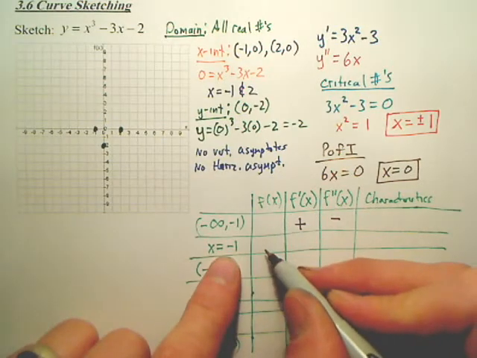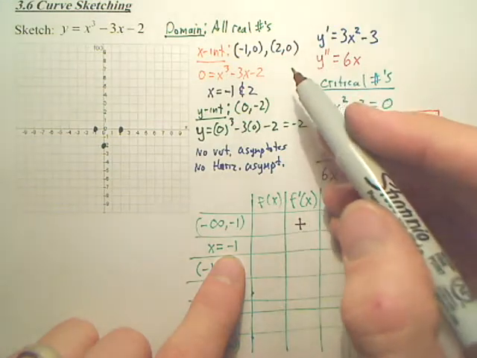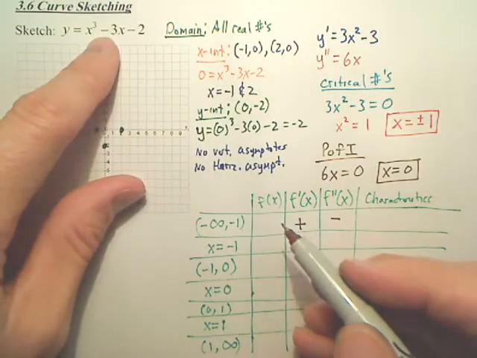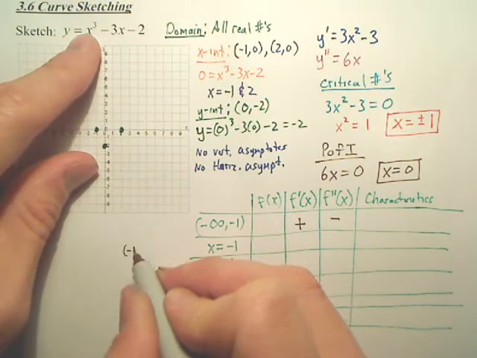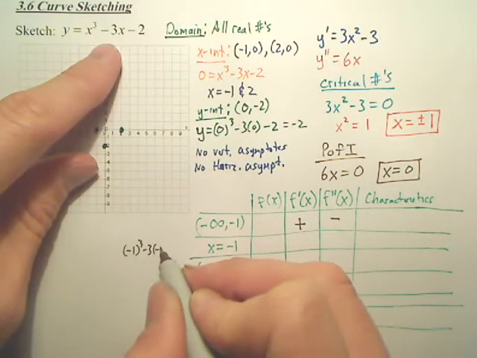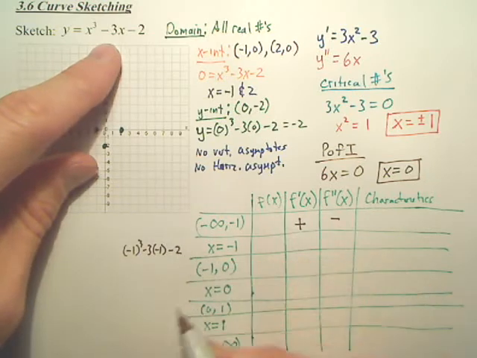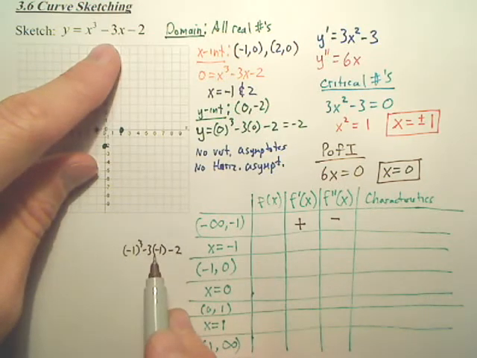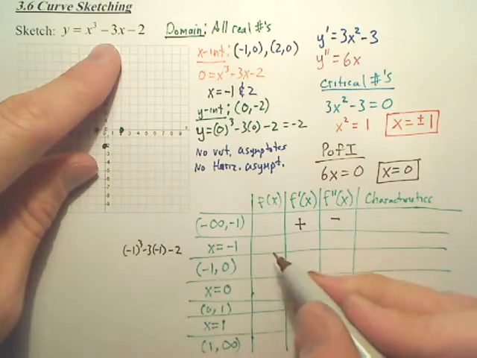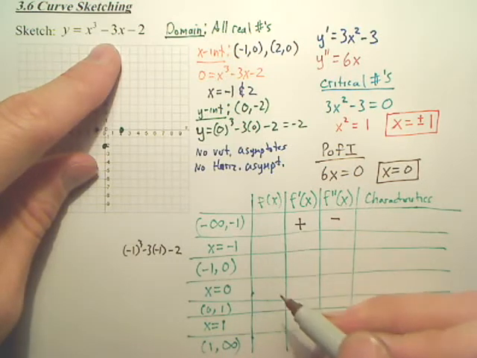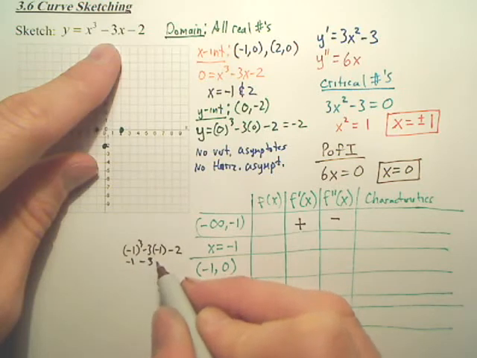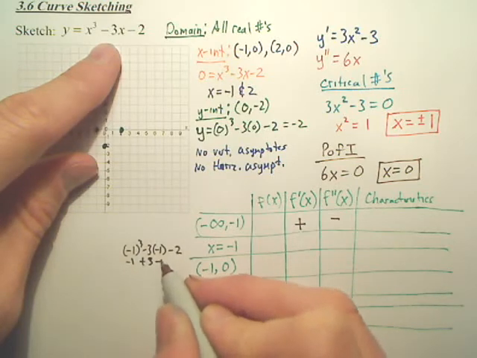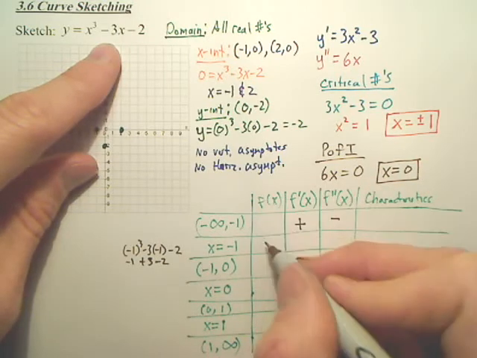Now, let's plug in negative 1. So when we plug in negative 1 to f of x, or the function, you get negative 1 cubed minus 3 times negative 1 minus 2. It looks like we have 1 plus 3, which is 4. 4 minus 2 is 2? No. Negative 1 plus 3 minus 2. Is that 0? We get 0.